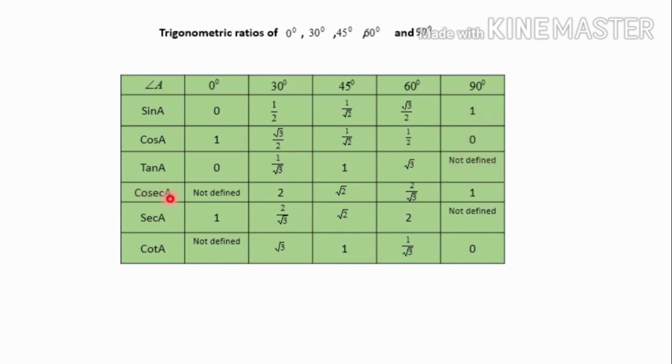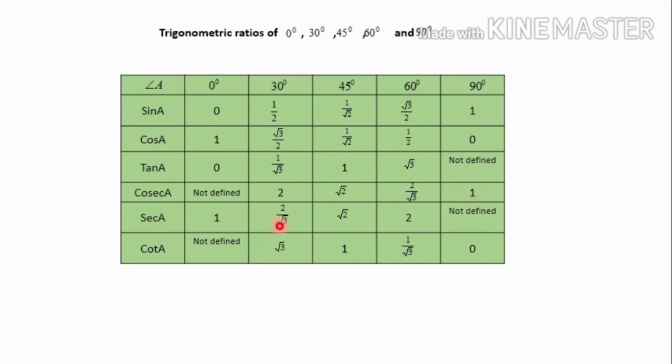Again, for getting the cosec value, just take the reciprocal of sine. Sine value is 0, so 1 by 0 is cosec 0, that is not defined. Then 1 divided by 1 by 2 is 2. 1 divided by 1 by root 2, that is root 2. 1 divided by root 3 by 2, that is 2 by root 3. Then 1 divided by 1, that is 1.